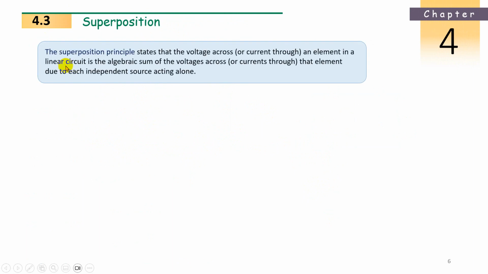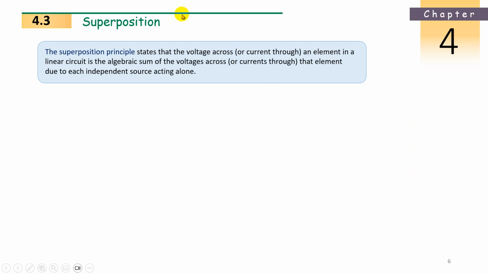So now coming to the superposition theorem. The superposition principle states that the voltage across or current through. Voltage will be across the resistance, from higher potential to lower potential. Current is through the resistance; it will go from one point to another point. The wording is very important. Voltage means across, from higher potential to lower potential. And current means moving inside any element, maybe resistance, capacitance, or inductance, any element, right?